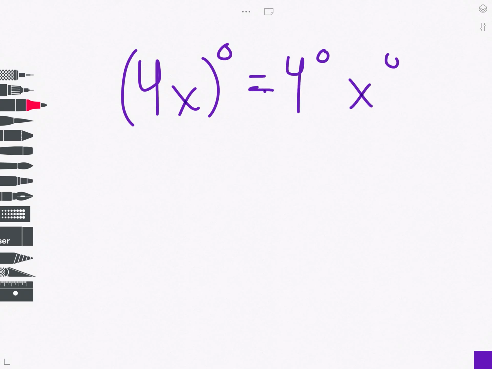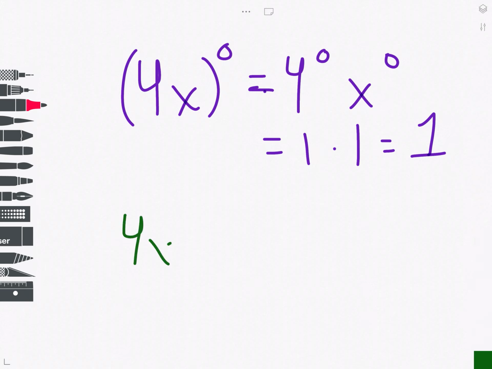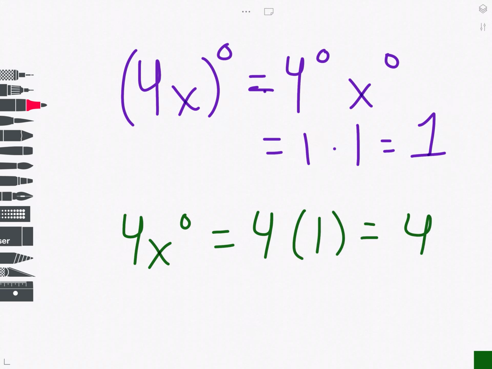Going back to what we just talked about with the parentheses, let's say I had (4x) to the 0. That would be 4 to the 0 and x to the 0. 4 to the 0 is 1, x to the 0 is 1. So that whole thing just becomes 1. As opposed to if I had 4x to the 0, only the x is to the 0. x to the 0 is 1, so that would actually be 4. So watch those parentheses, be careful of that. That's kind of the first thing to look out for.